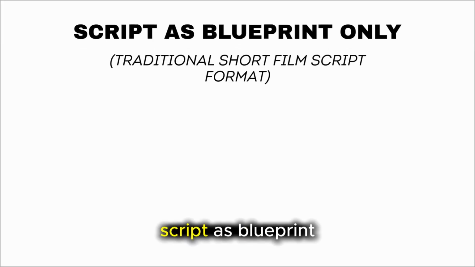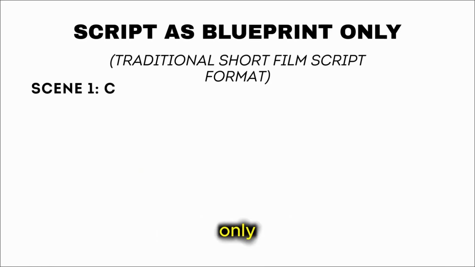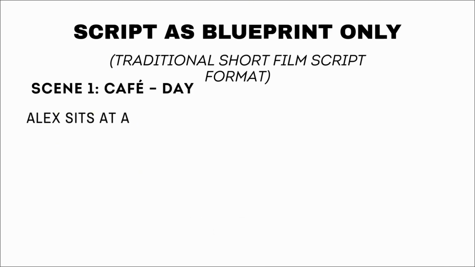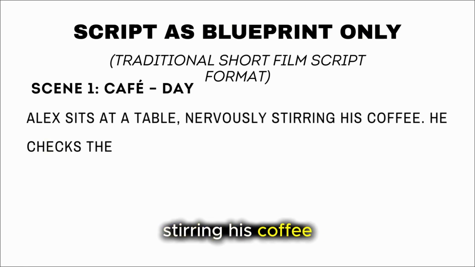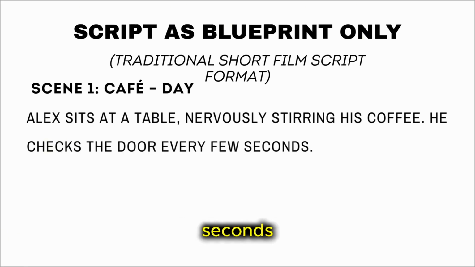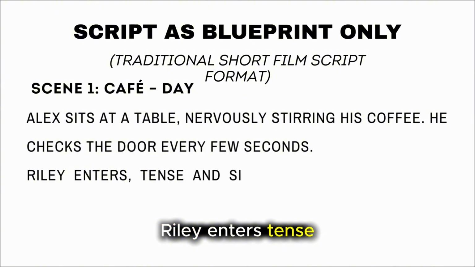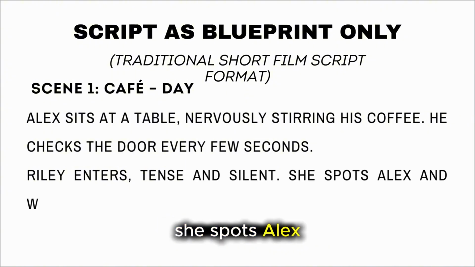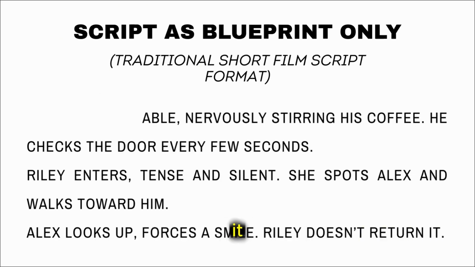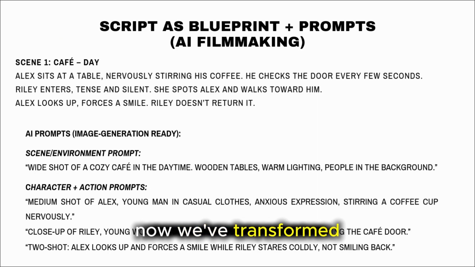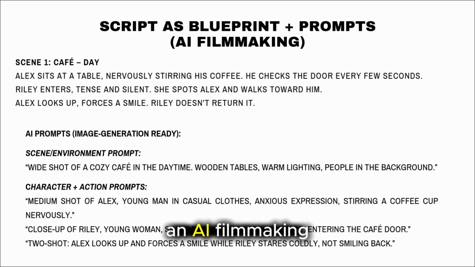Here is a script as blueprint only. Alex sits at a table nervously stirring his coffee. He checks the door every few seconds. Riley enters, tense and silent. She spots Alex and walks toward him. Alex looks up, forces a smile. Riley doesn't return it.